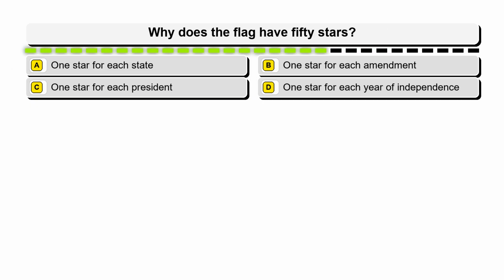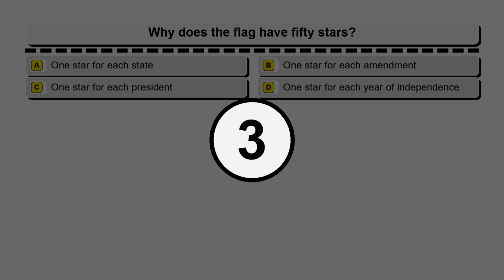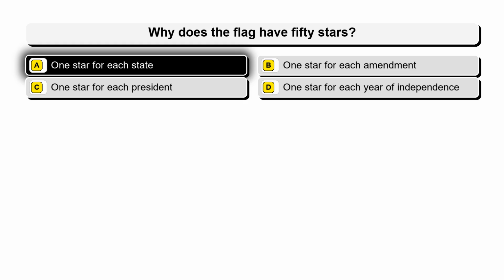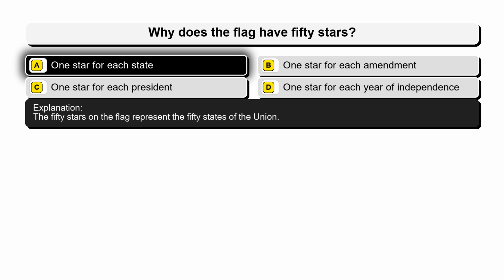Option A, 1 star for each state. Option B, 1 star for each amendment. Option C, 1 star for each president. Option D, 1 star for each year of independence. The correct answer is option A, 1 star for each state. The 50 stars on the flag represent the 50 states of the Union.